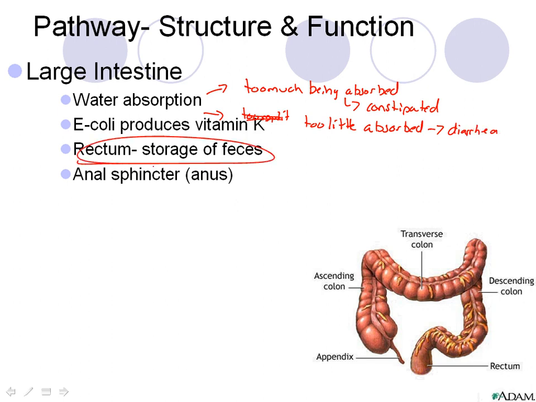Last thing, rectum. This is where we're going to have the storage of feces, just while it's waiting to be excreted. And when it gets excreted, the 3rd sphincter that we're going to talk about, the circular muscles, are going to contract, and this will leave through the anus.